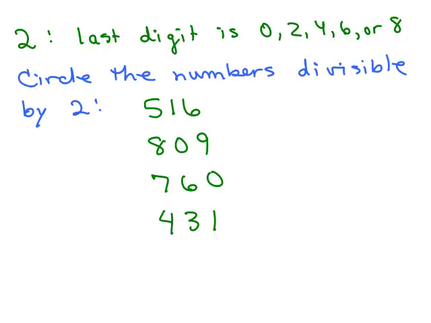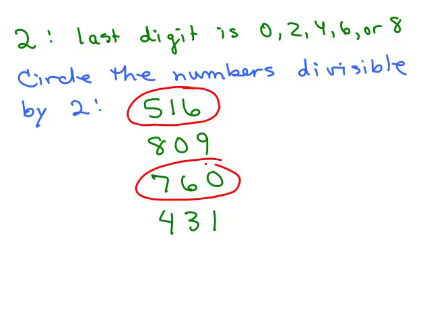So, what if you were asked to circle the numbers divisible by 2? Could you do it? Here's 4 different numbers. You just circle the even ones, or where the last digit is 0, 2, 4, 6, or 8. So we've got that one, and those are the two numbers divisible by 2.